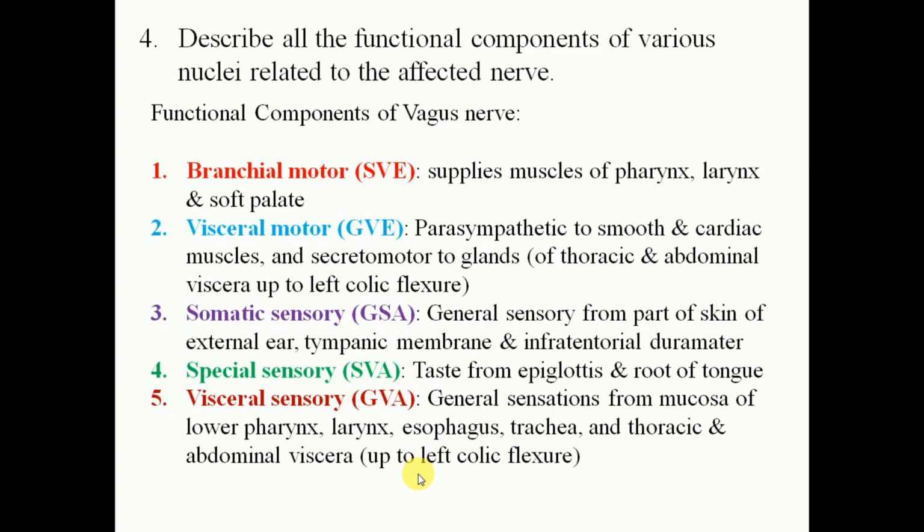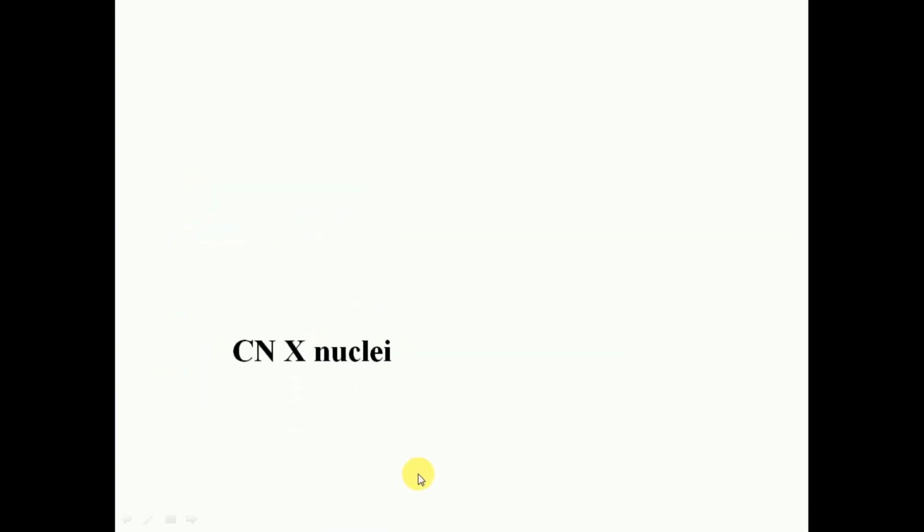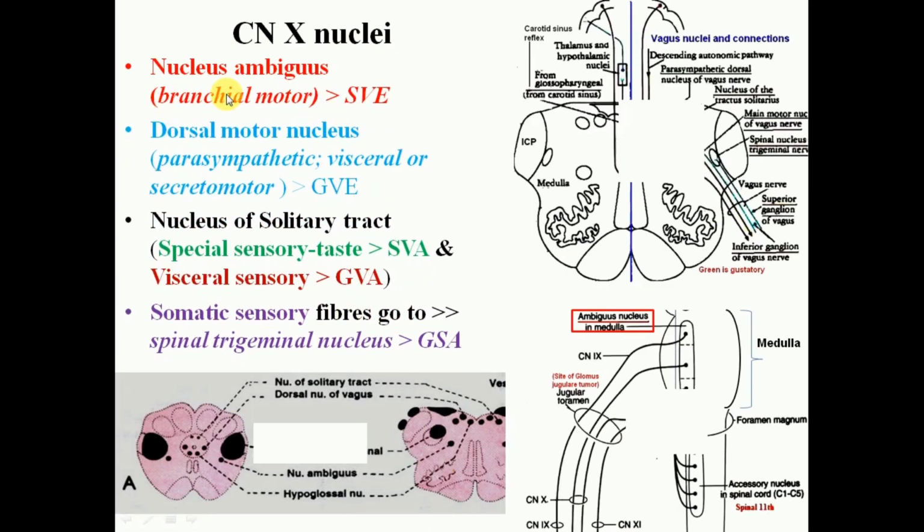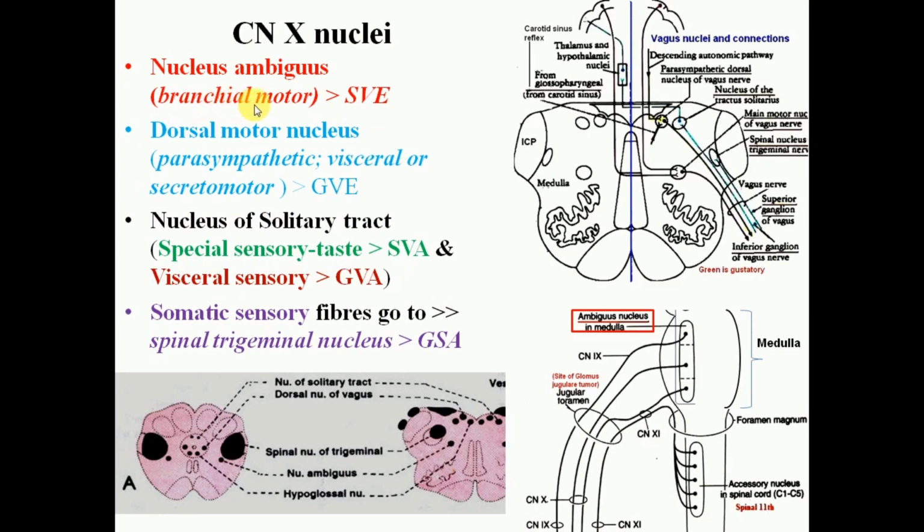Now the related nuclei of the cranial nerve. Cranial nerve number 10 nuclei are the nucleus ambiguus, which is the branchial motor nucleus, that is SVE. Then there is the dorsal motor nucleus of vagus, which is parasympathetic, visceral or secretomotor, that is GVE.